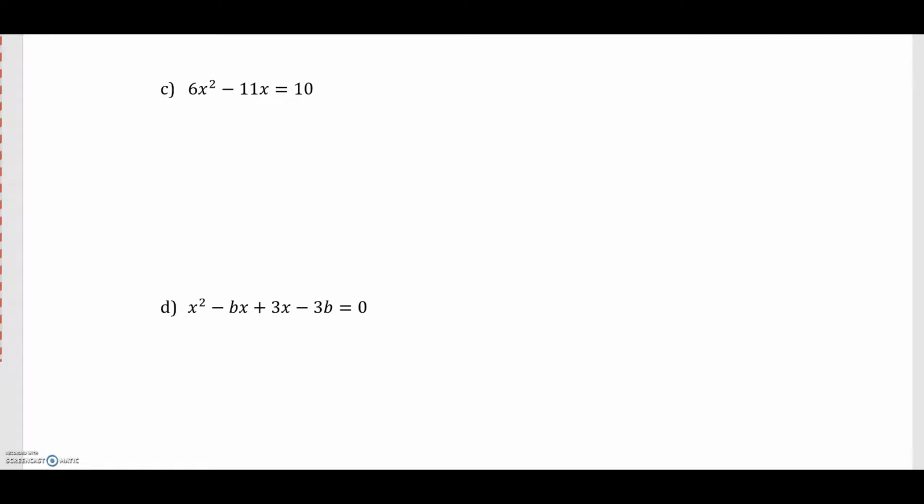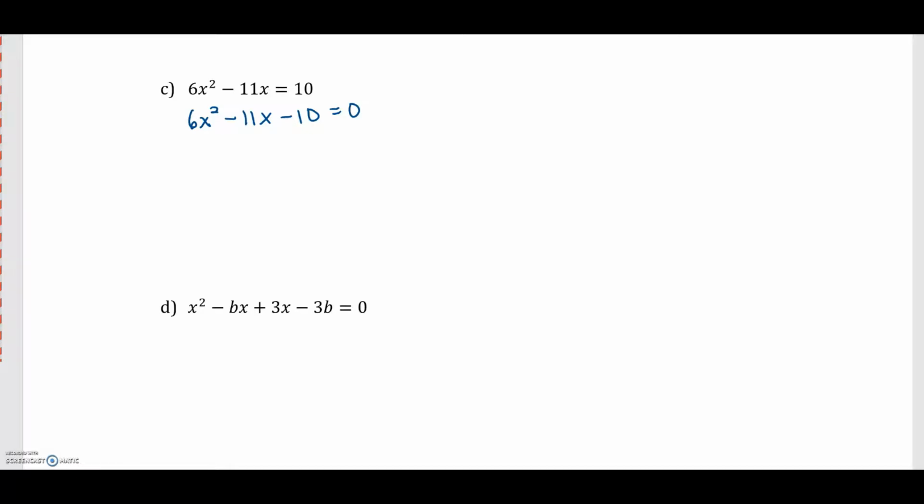Remember, to solve by factoring, it hinges on us having a quadratic equation that is equal to 0. So we must first move the 10 to the left-hand side, or you could rearrange everything to the right-hand side such that your equation is equal to 0. Moving everything to the left, we get 6x squared minus 11x minus 10 is equal to 0. It's worth noting that if you were to move all your terms to the right-hand side of the equation, you would end up with the exact same solution as you will in this case.